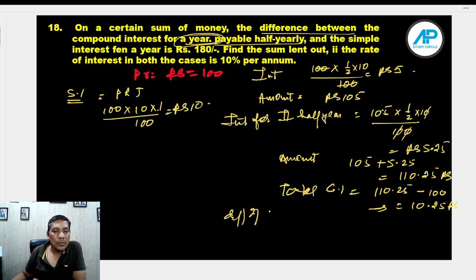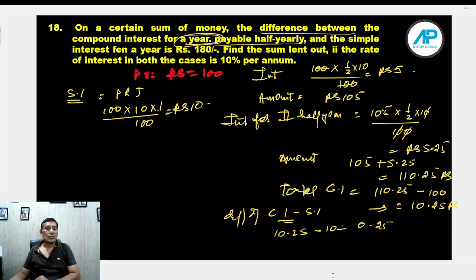Find the difference of CI and SI. So I got 10.25 minus 10, 0.25. So what you should do in this case now is use the unitary method. Mark it as important for you, how to use the unitary method.